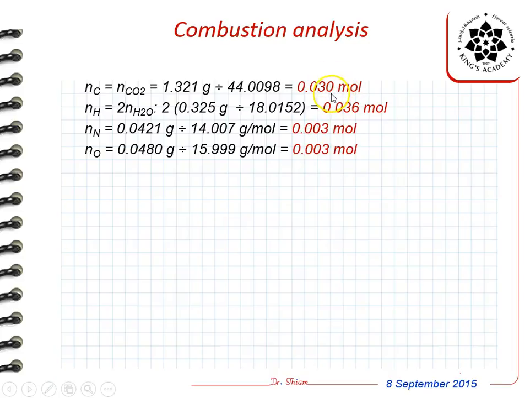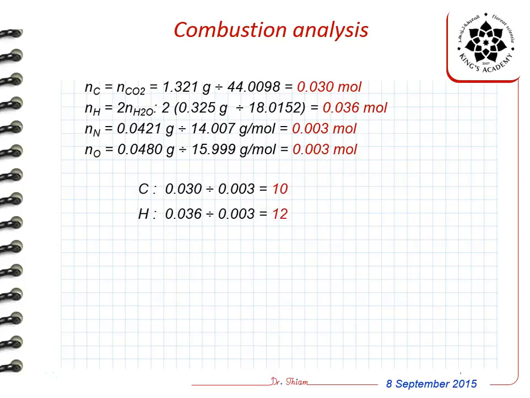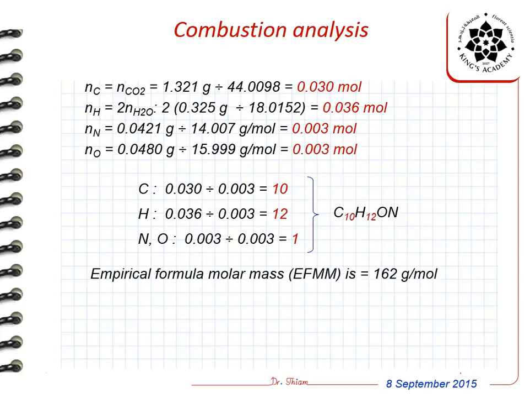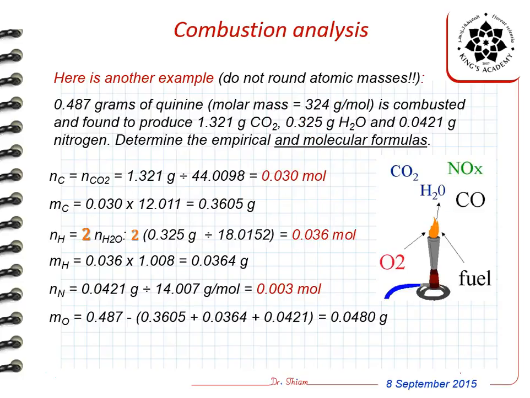So we divide each one of these by the nitrogen or oxygen. So carbon over one of those is 10. Hydrogen over any one of those is 12. And of course, for nitrogen and oxygen, the ratio is 1. And from here, there we have the formula. Okay. Now if we calculate the molar mass from this formula, we get 162. And we were given in the problem that the molar mass is 324. Let me show you. Can you spot it? It's right here.